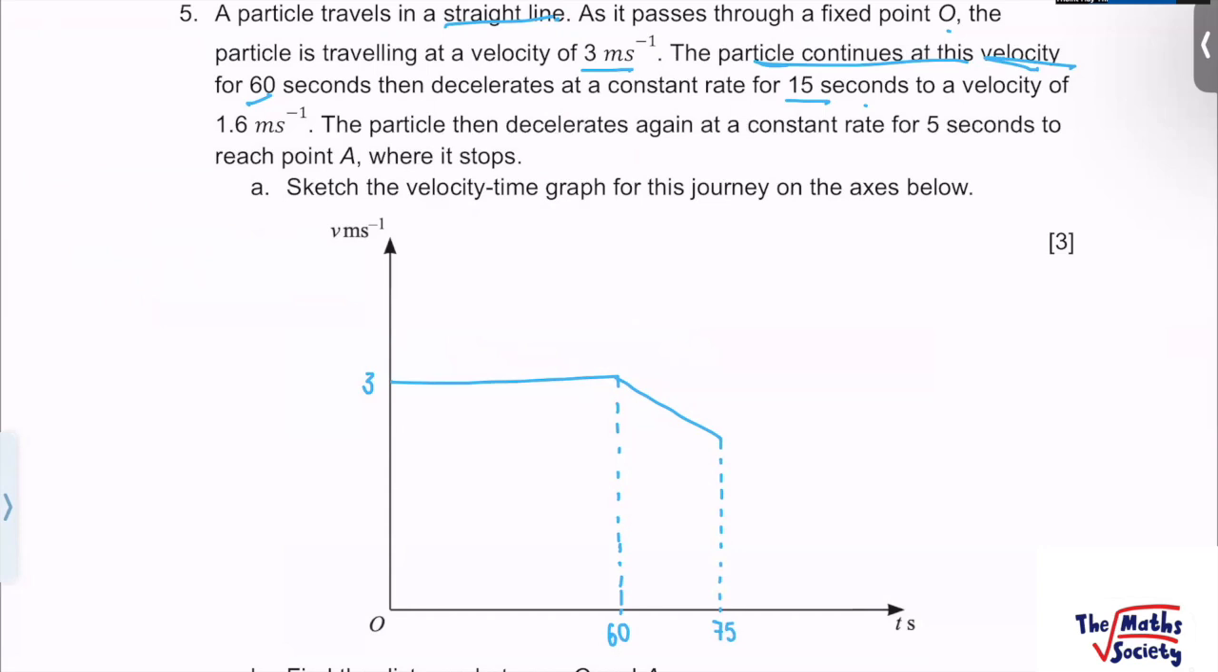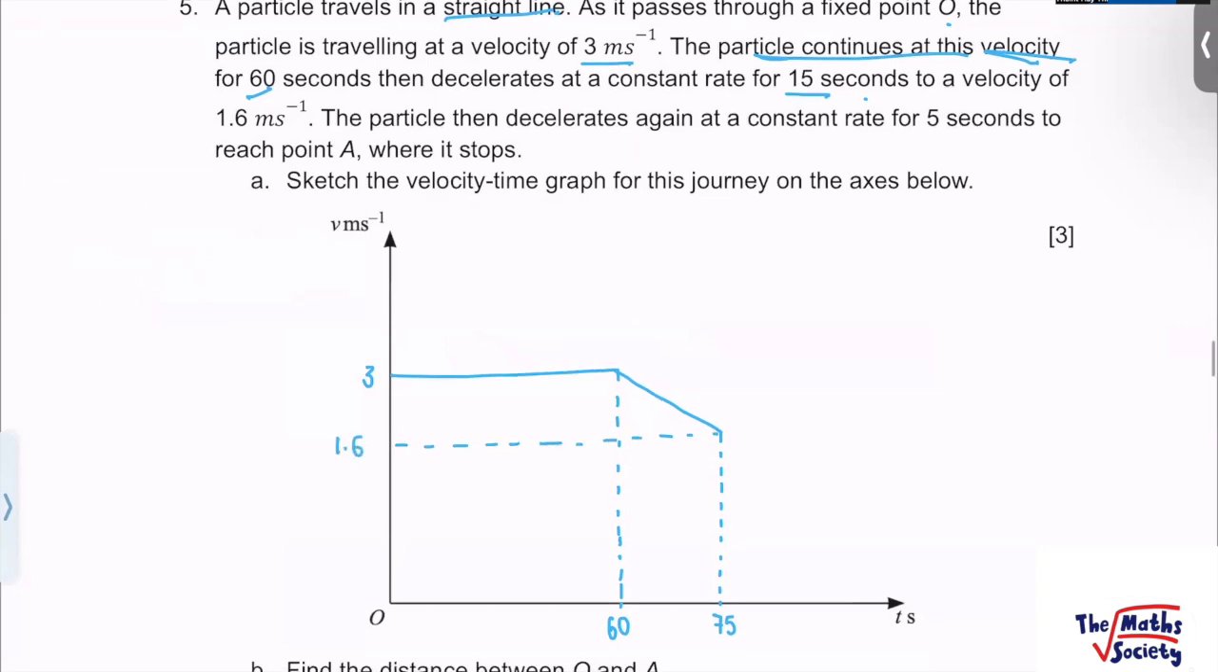And then you will have this at, I believe, 1.6 meters per second. And then it decelerates at a constant rate for 5 seconds to reach point A. So then it just decelerates for 5 seconds, and that should be 80. Yep, and that's just your sketching of the velocity graph.